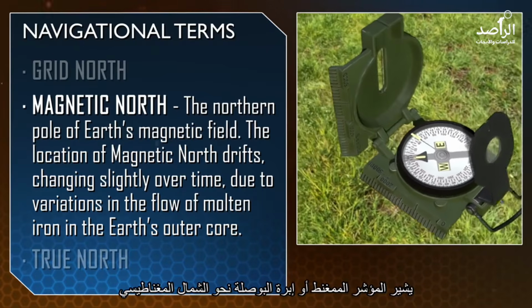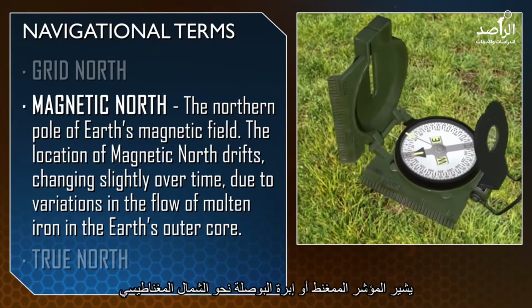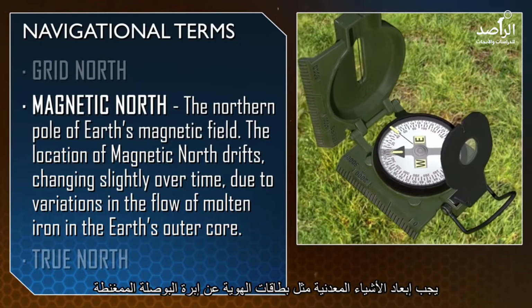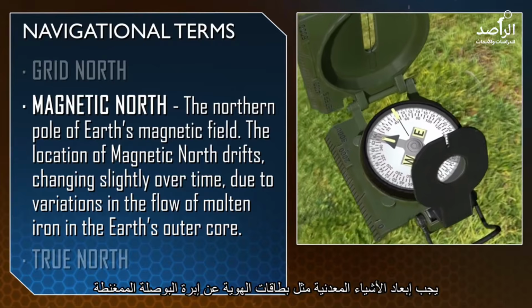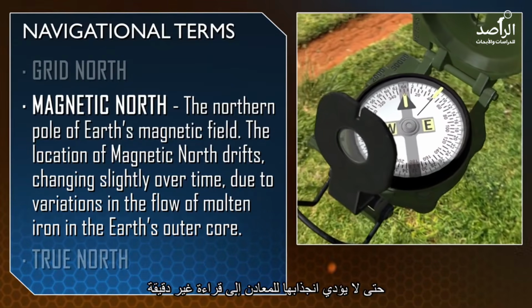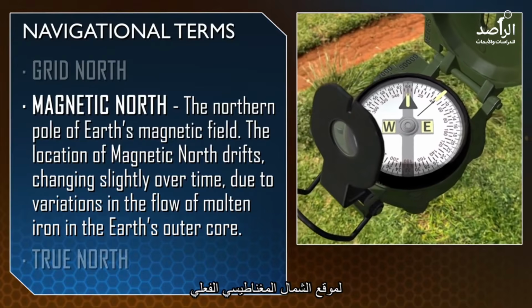The magnetized pointer, or compass needle, points toward magnetic north. Note: when using the compass, keep metal objects like ID tags away from the magnetized compass needle so the needle's attraction to metal does not present an inaccurate reading of magnetic north's actual location.